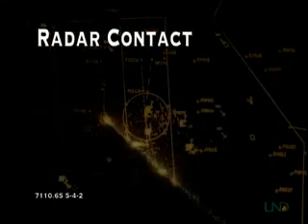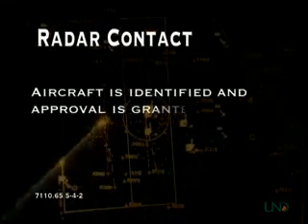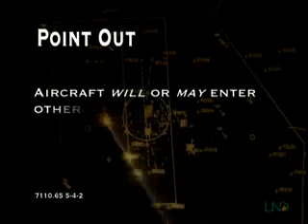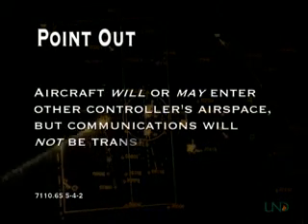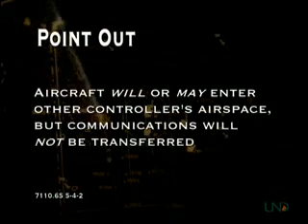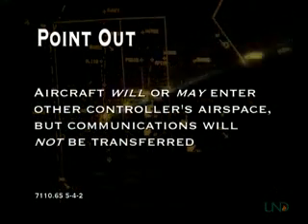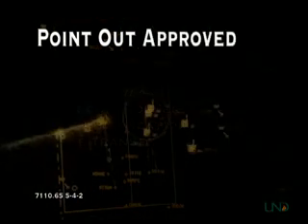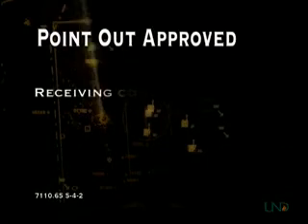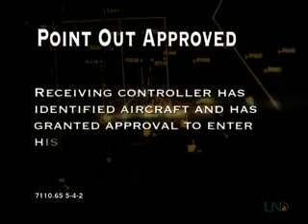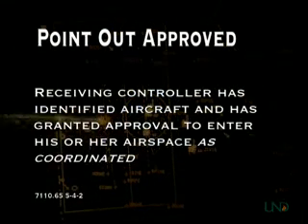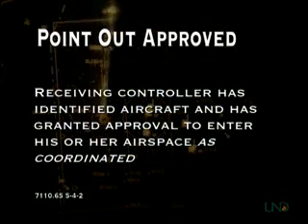Radar contact means that the aircraft is identified and approval is granted for the aircraft to enter the receiving controller's airspace. A point-out is a physical or automated action to transfer the radar identification of an aircraft to another controller if the aircraft will or may enter the airspace of another controller and radio communications will not be transferred. Point-out approved means that the controller receiving the point-out has identified the aircraft and has granted approval for that aircraft to enter his or her airspace as coordinated without the transfer of radio communications.